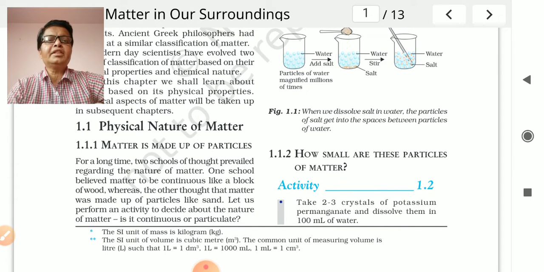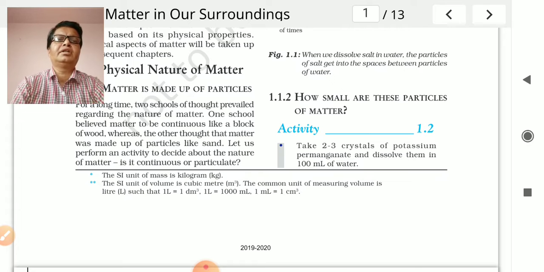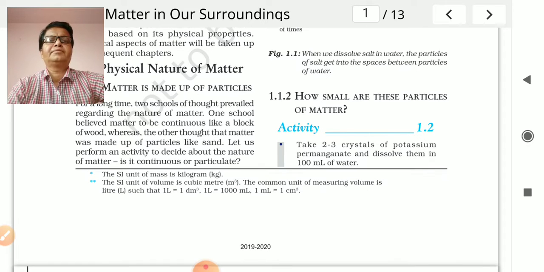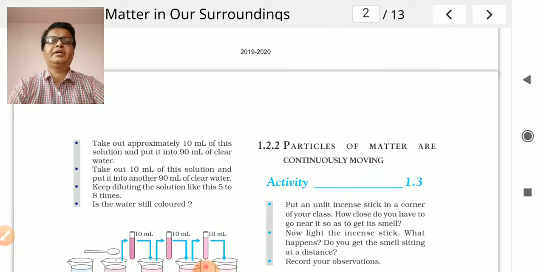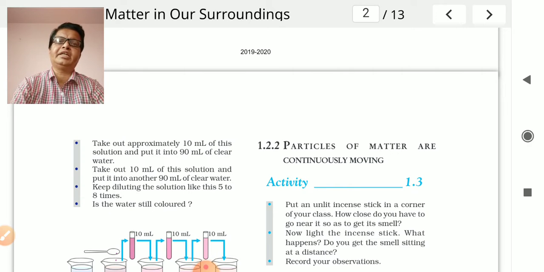There is another activity, 1.2 here. Take one or two or three crystals of potassium permanganate and dissolve them in 100 ml of water. Take out approximately 10 ml of this solution and put it into 90 ml of clear water. Again take out 10 ml of this solution and put it into another 90 ml of clear water. Keep diluting, that is called dilution. After diluting 5 or 8 times, is the water still colored?